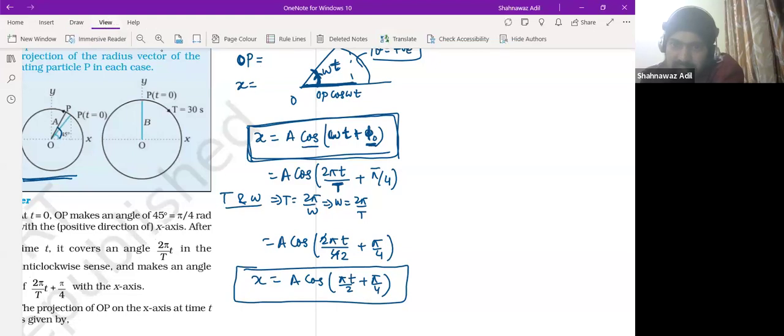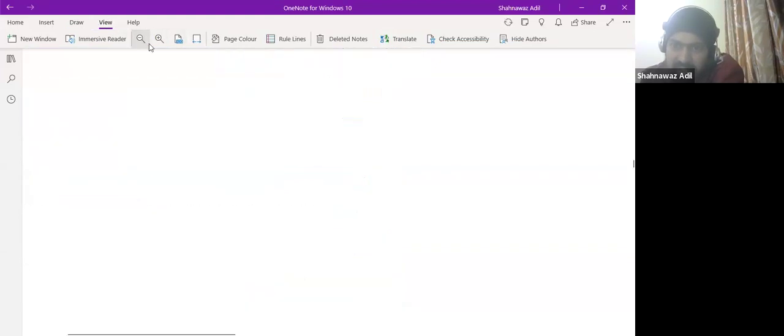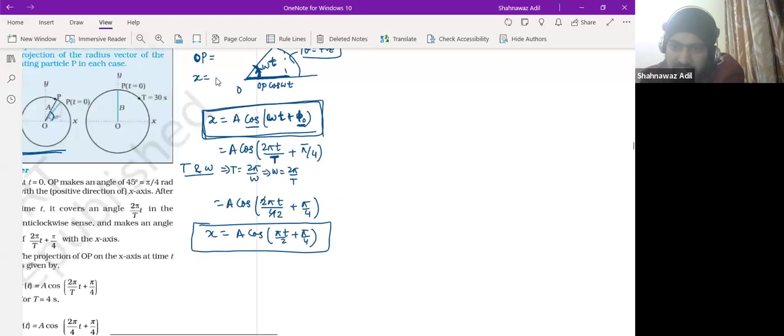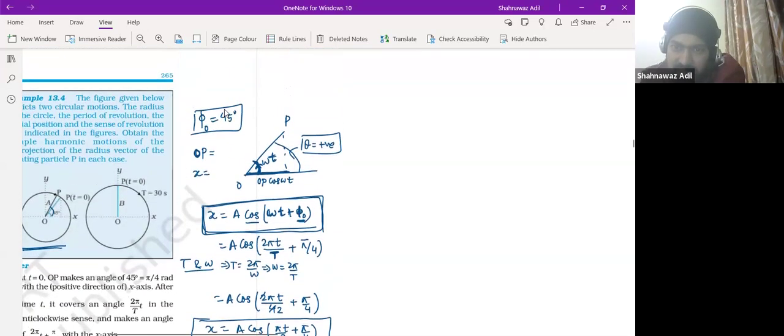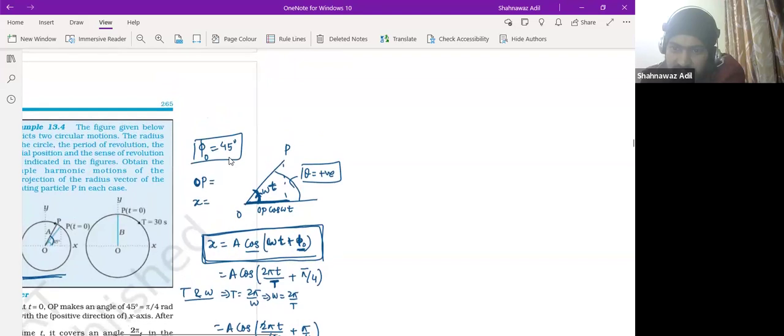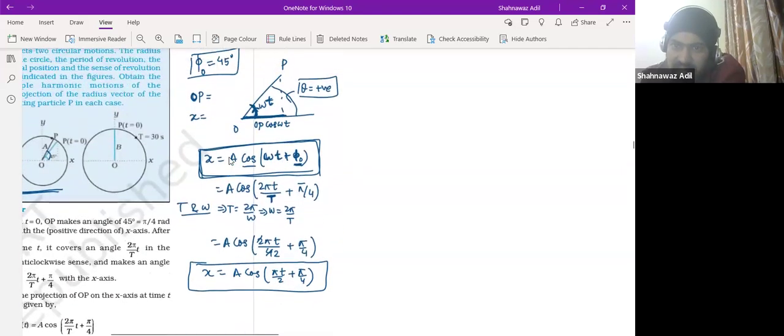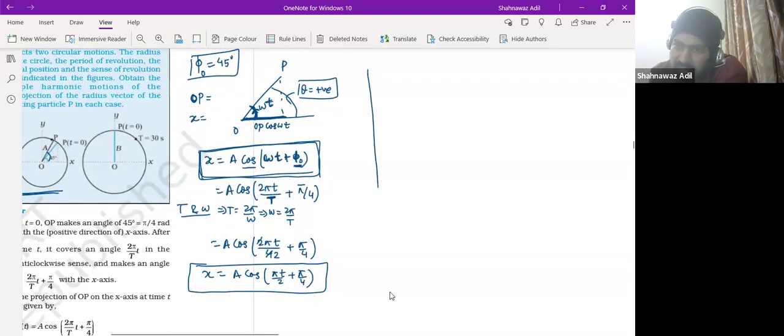Yes, is it clear, guys? This question. Yes, sir. Okay, so now you guys will tell me about the second question. So you guys tell me, what is phi now? What is the phase constant? Initial condition. What is the angle that it is making at t equal to 0? What is phi naught in the second figure?